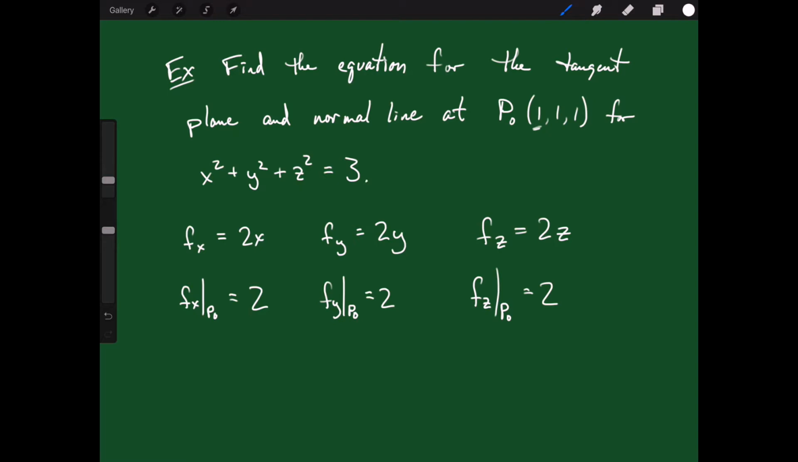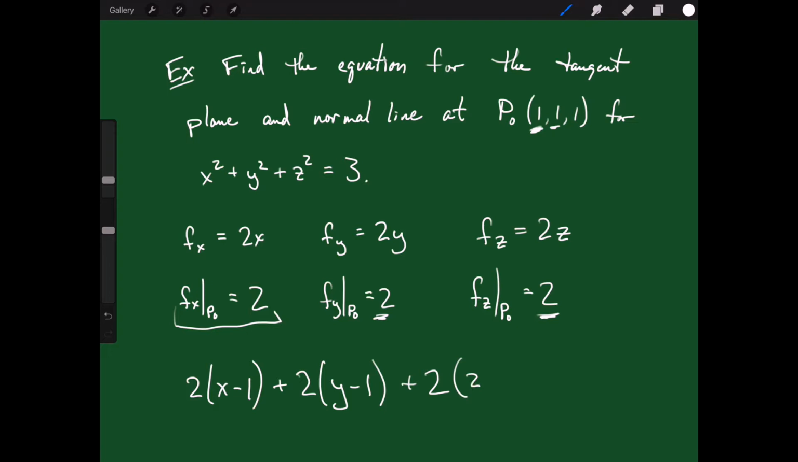Okay, so I plug this into my plane equation, and I get the partial of x at P0, which is 2, times x minus x0. x0 is 1. So I get 2 times x minus 1, plus 2 times y minus 1, plus 2 times z minus 1 is equal to 0.